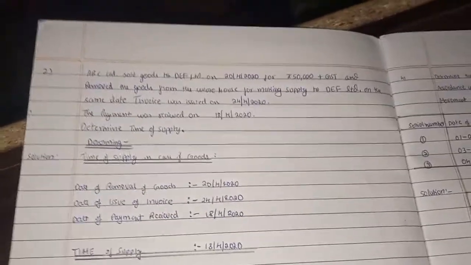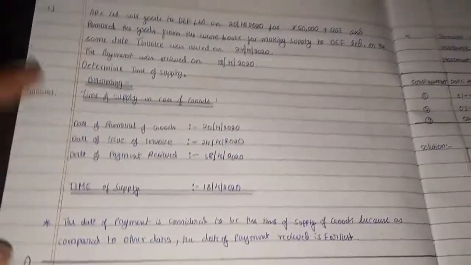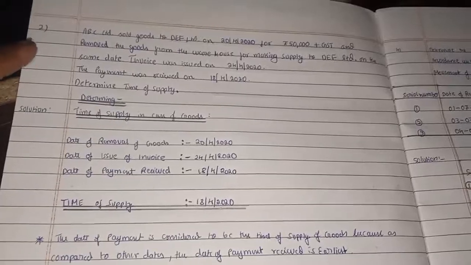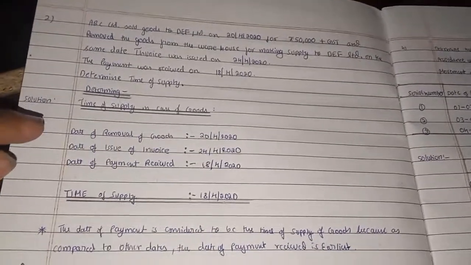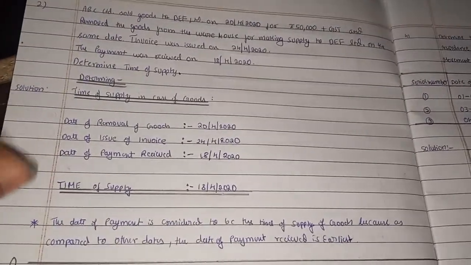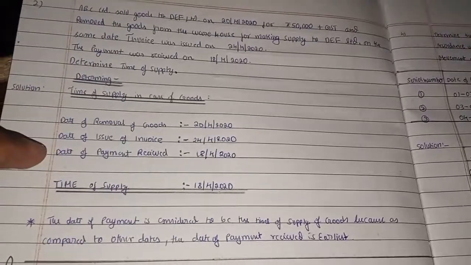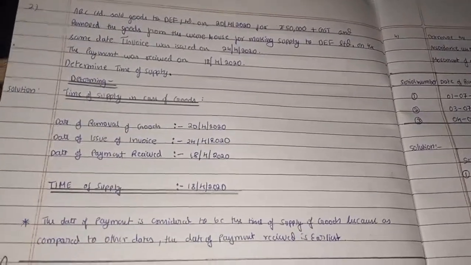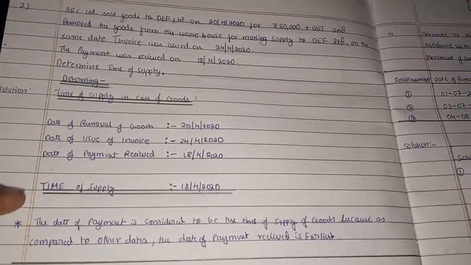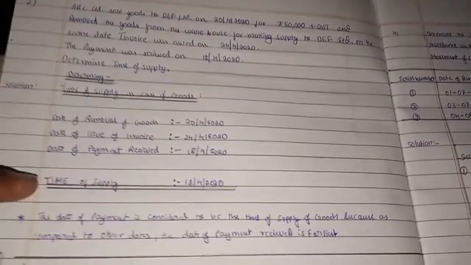So, solution: determining time of supply in case of goods. Write it like this as a heading. Then write the given information in a standard way: date of removal of goods 24/4/2020, date of issue of invoice 24/4/2020, date of payment received 18/4/2020. How to find out the time of supply?